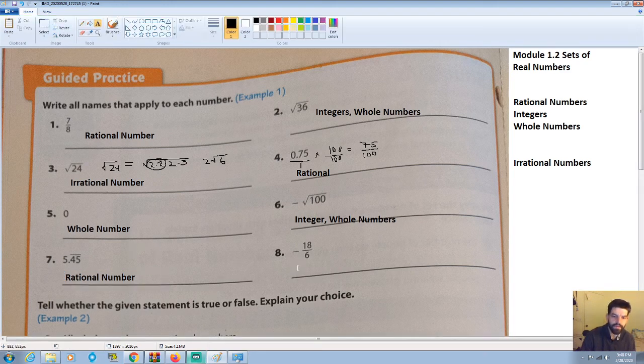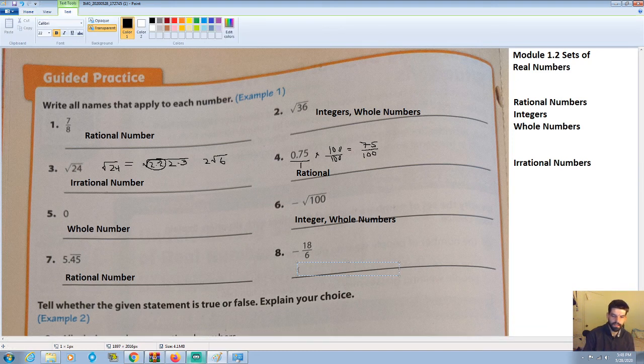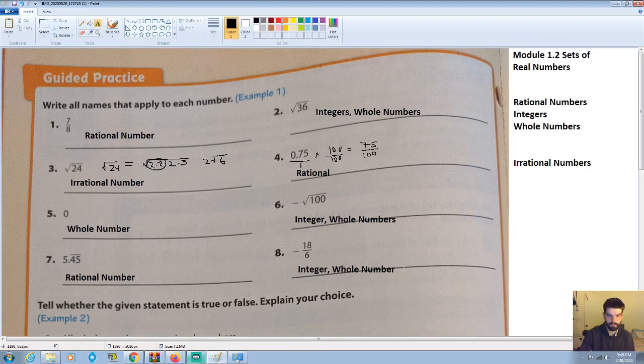And then negative 18 over 6 is going to be an integer and a whole number. The reason being, even though this is expressed as a fraction, negative 18 over 6 results in a whole number or integer product, negative 3. So that's going to be both an integer and a whole number.